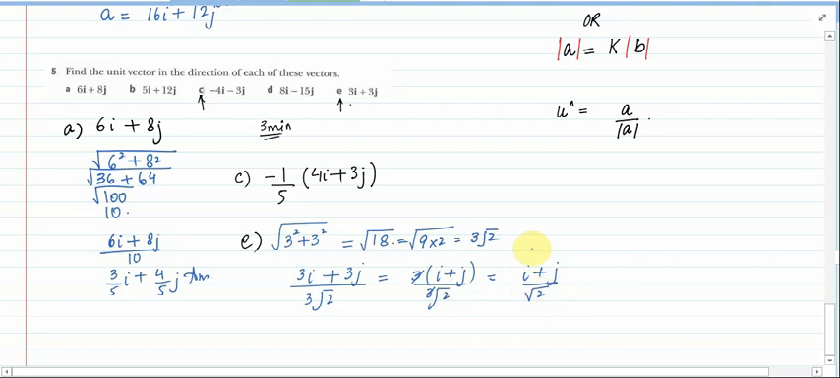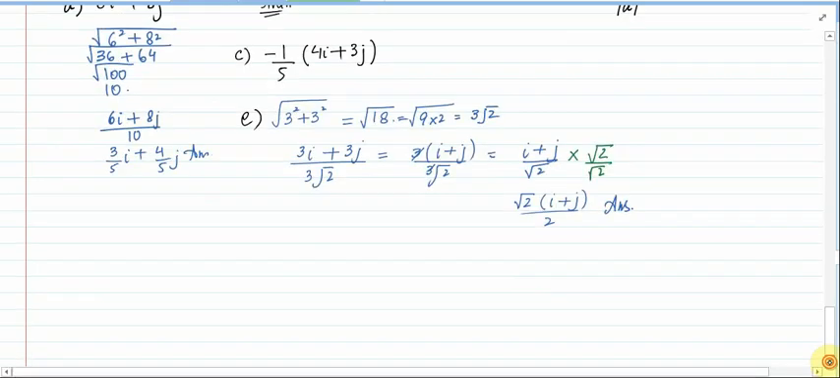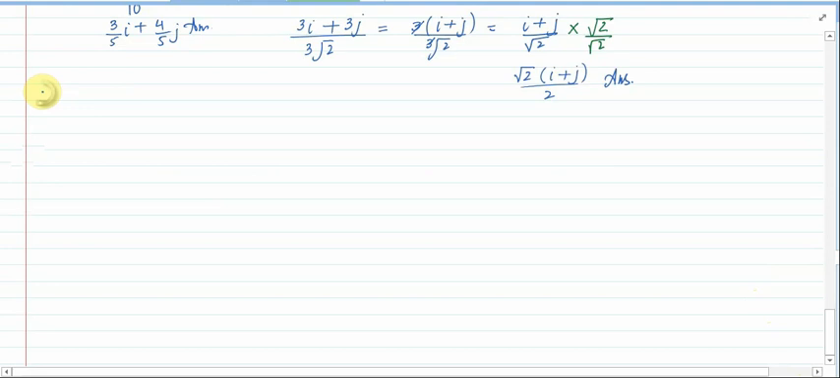You cannot leave the root sign in the denominator, so I need to apply rationalizing here. It means that we need to multiply and divide by the denominator. So in the numerator it will be root 2 times (i plus j). In the denominator, root 2 multiplied by root 2 is equal to 2, and that is your answer. After that, moving on towards the next question, question number 6.